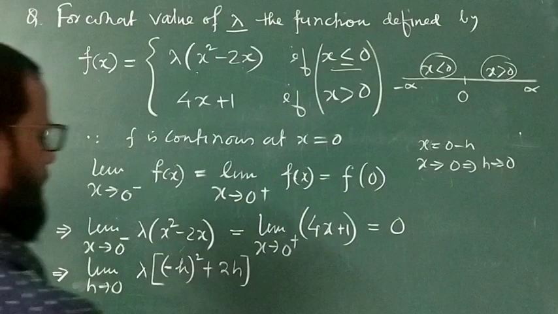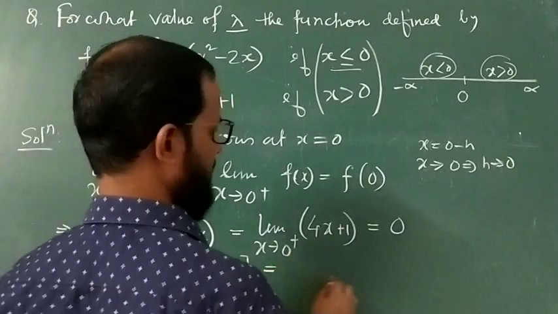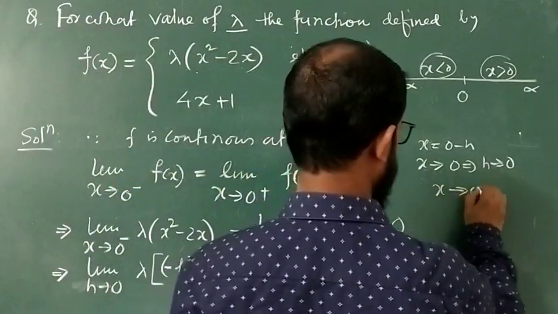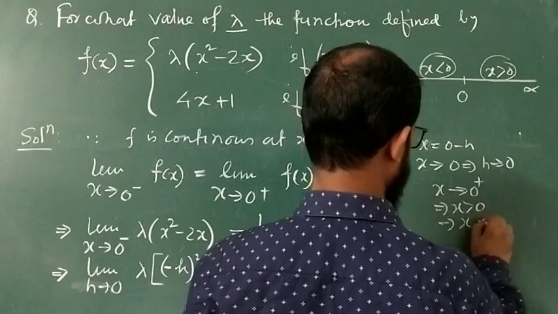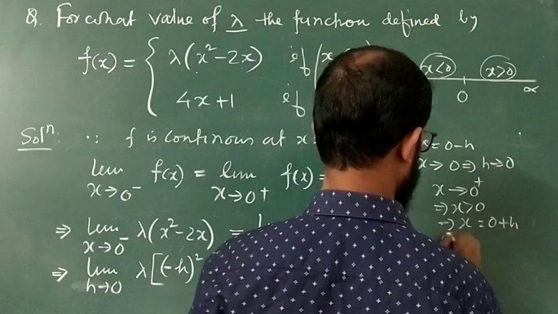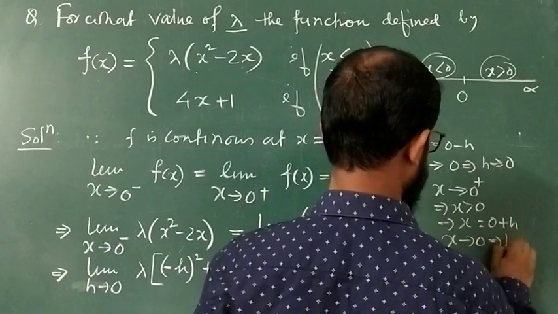Here also, x tends to 0 plus means we can write x greater than 0, and means x equal to 0 plus h. x tends to 0 implies h tends to 0.